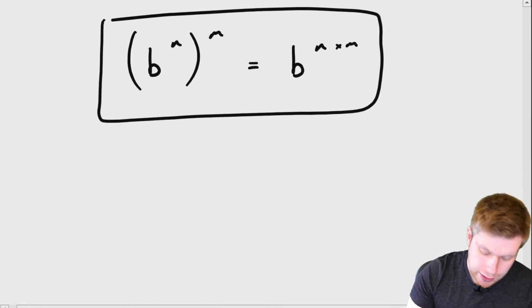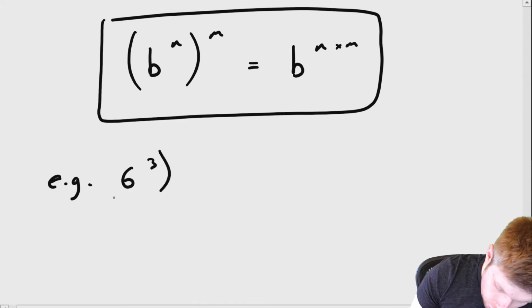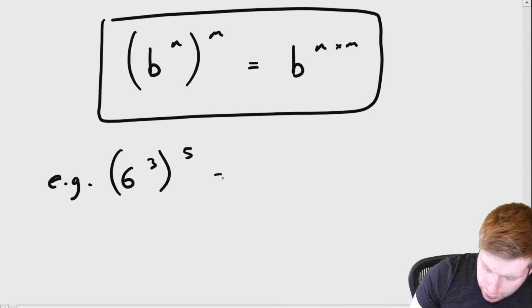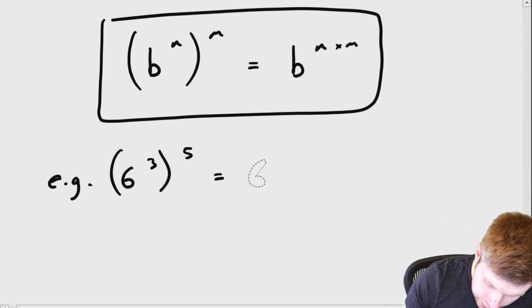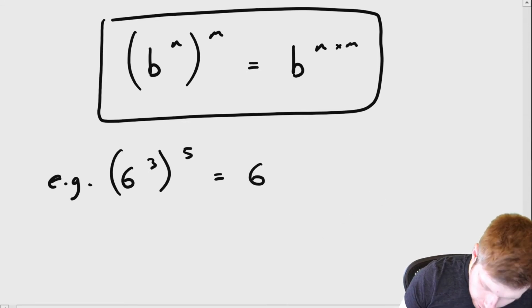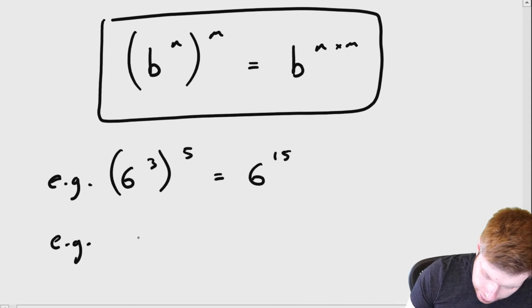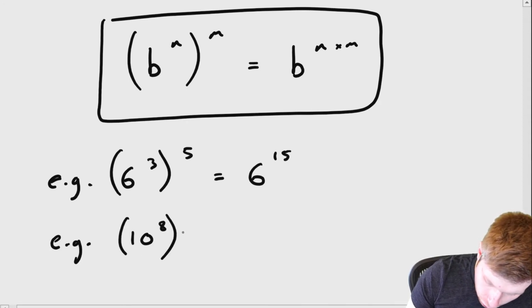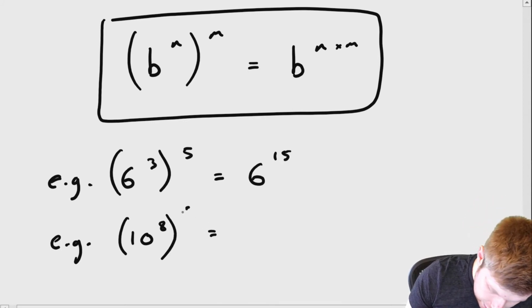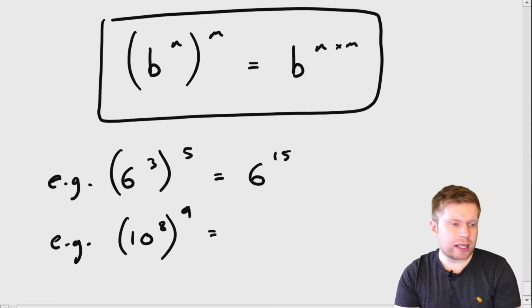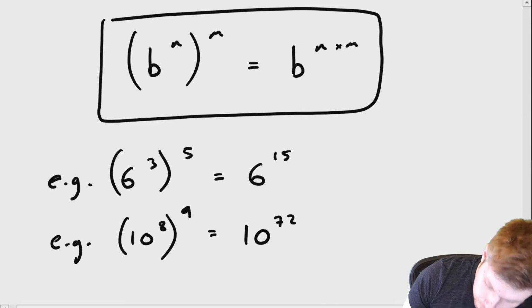So as an example, if I give you 6 to the power of 3, all raised to the power of 5, well, this law tells me that I should just multiply those powers together. So 6 stays the same, and I'm going to get 3 times 5, which is 15. Take another example. Let's take 10 to the power of 8, all raised to the power of 9. Well, what's 8 times 9? That's 72. So I'll get 10 to the power of 72, okay?